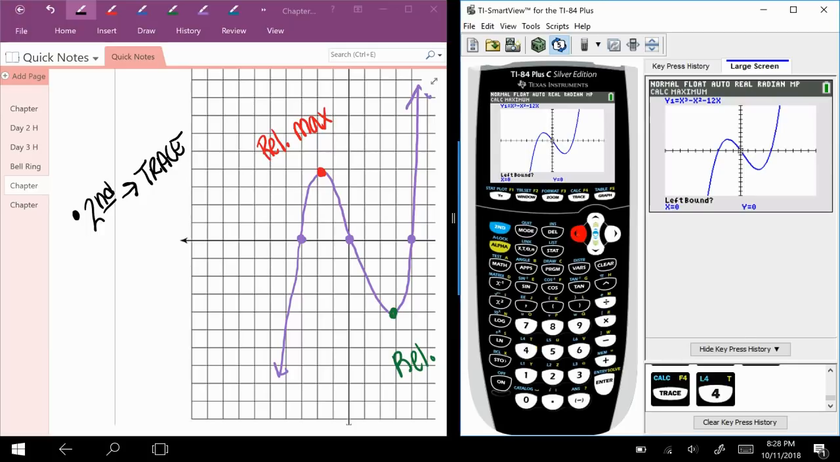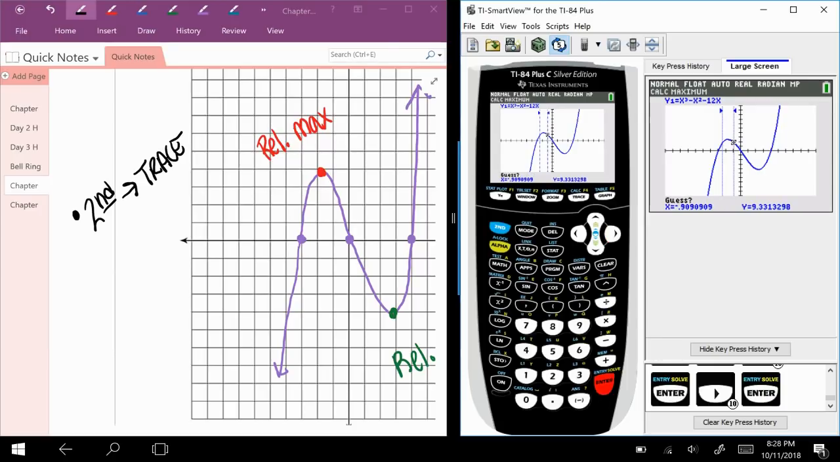I'm going to go left of where my pointer was. I'm going to go left, left, left, left, left. Somewhere around there, that's left of where my pointer is. Press the enter button. Now it says right bound. You want to go right of where my pointer is. Right, right, right, right, right, right. Press enter. That says, do you still want me to guess?